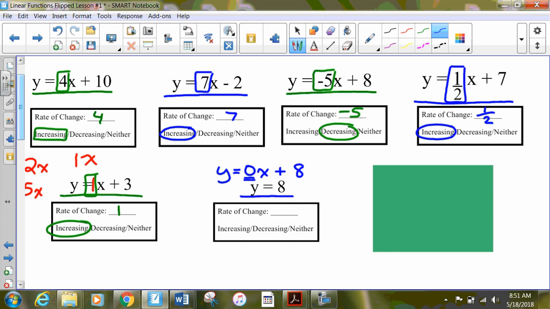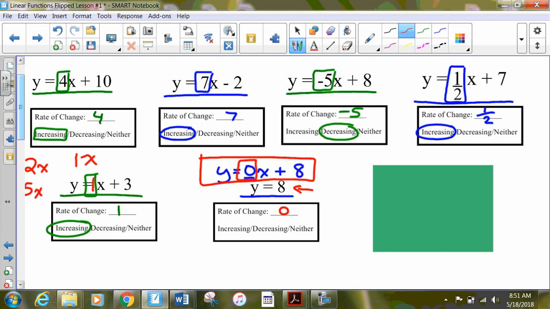And if we have 0 x's, we don't write that down, right? It's kind of like saying, I have 0 money in my account. There's nothing there. So that's why they don't write it. You're not going to see the equation this way. You're going to see it this way. So we know that when the slope is missing, it's because it is 0. So our rate of change is 0.